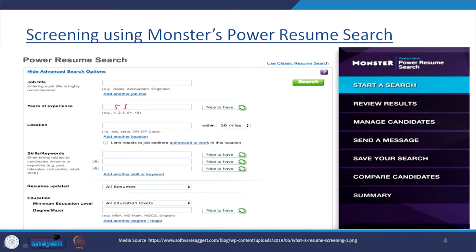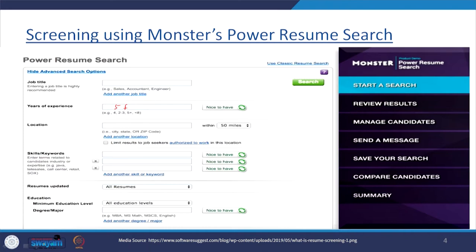But from hundreds and thousands of applications, you need not go through each application. What you will do is put in a command: those applications which have more than 5 years, fine, you will get the filtered applications. Then the location, right? Again here you find within 50 miles.